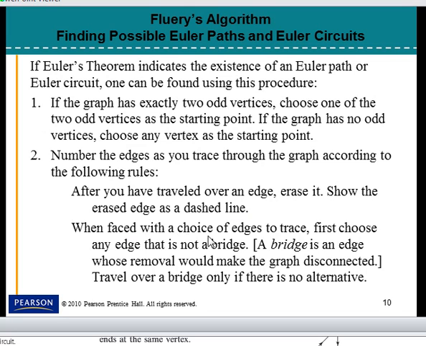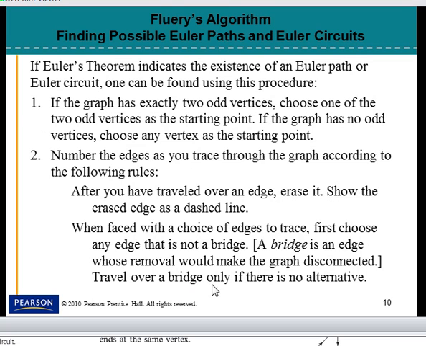When faced with a choice, and this is important, of edges to trace, first choose any edge that is not a bridge. And we said a bridge is an edge that if you take it out, you have a disconnected graph. So once again, when faced with a choice of edges to trace, first choose any edge that is not a bridge. So you save your bridges until last. A bridge is an edge whose removal would make the graph disconnected.